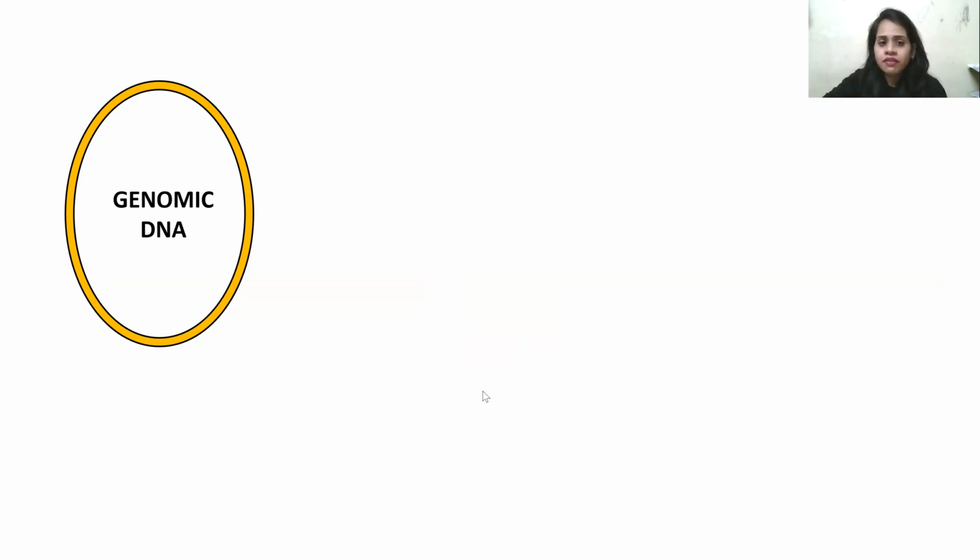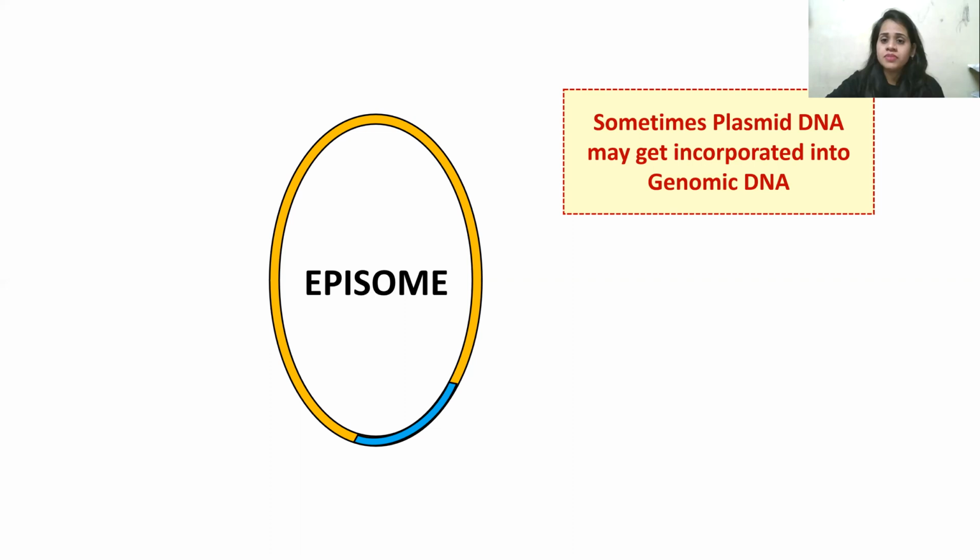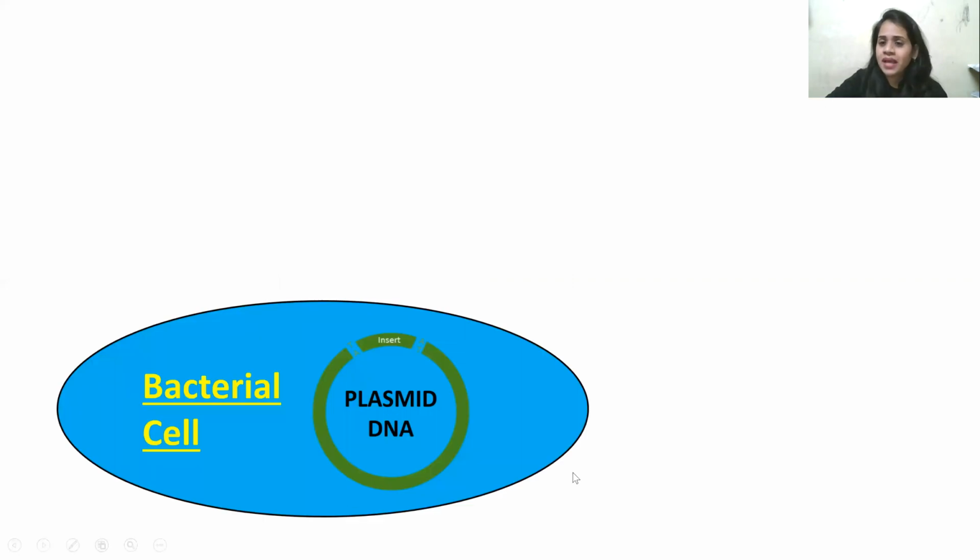So if the genomic DNA gets incorporated with the plasmid DNA, it forms a structure called episome. This is not common, but it can happen that it may incorporate with the genomic DNA, and at that time it is called episome. So this is the plasmid DNA. Bacterial cell has its plasmid DNA.